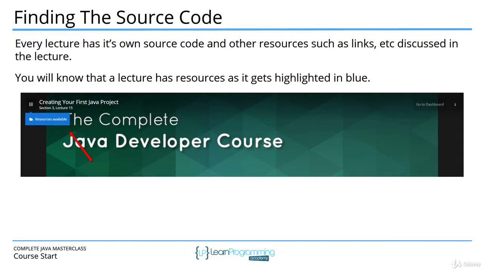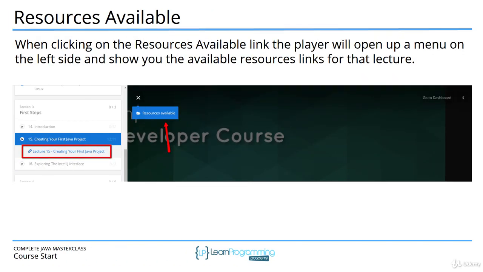Now, something that you may want is the source code. Every single lecture in this course has its own source code and also other resources such as links, etc. that have been discussed in that lecture. You'll know that a lecture has resources because when you're playing it and you move your mouse, you can see in the top left of the video a little blue box. Click on that box and that opens up the resources, and from there you can download the source code or get access to the various links if there are any for that specific lecture.